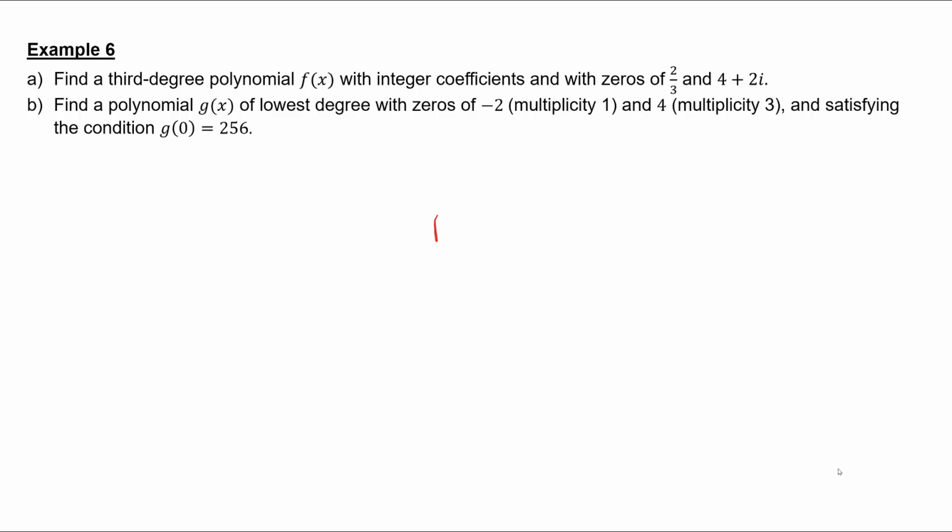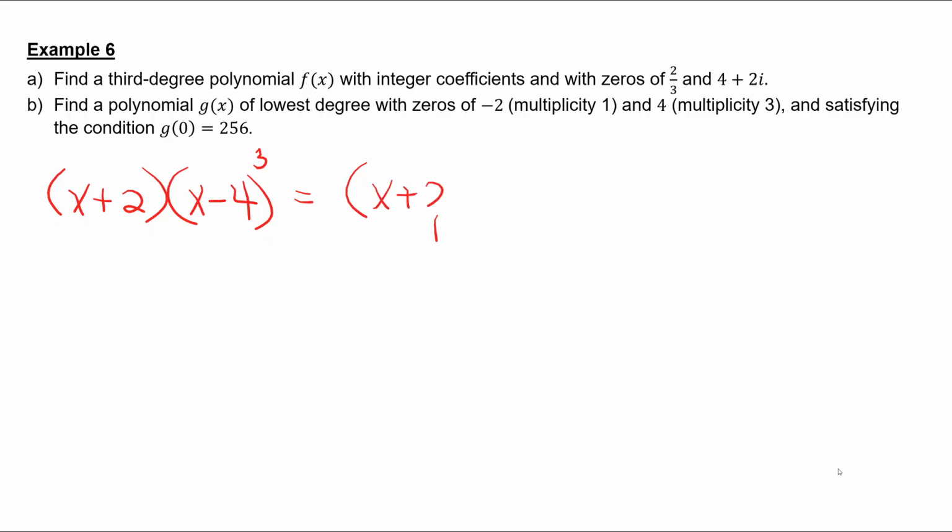Okay, now we want to find a polynomial g of x of lowest degree with zeros -2 and 4, and satisfying the condition g of 0 equals 256. So this has another condition. Fortunately, it doesn't have all these ugly zeros. It just has -2 and 4 for zeros. So if -2 is a 0, x plus 2 is a factor. And then if 4 is a 0, x minus 4 is a factor. Since -2 is a 0 of multiplicity 1, we just have one factor of x plus 2. And since 4 is a 0 of multiplicity 3, we need to have 3 factors x minus 4.